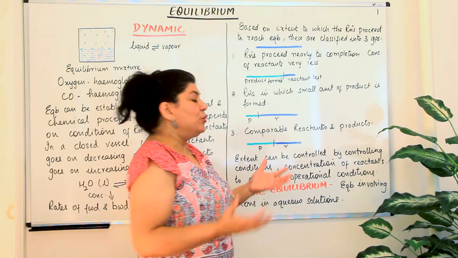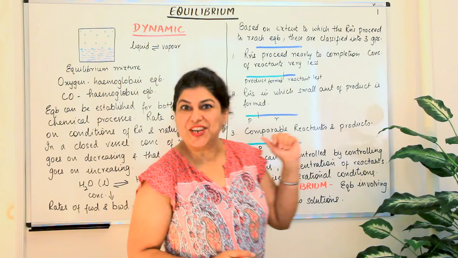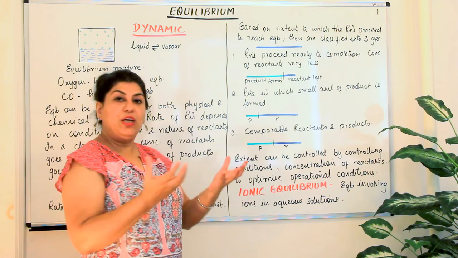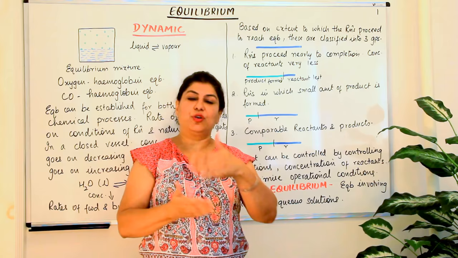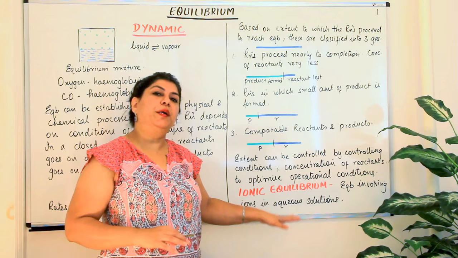So you can optimize the conditions of a reaction, and that is the reason why our knowledge of chemical equilibrium is important. And that is why we are going to be studying this chapter. Now, when you have an equilibrium in aqueous solution, that is water in which salts have been dissolved, the salts have ions in them. So such equilibria will be established in the aqueous form. Such equilibria are known as ionic equilibrium. This is what we are going to be studying in the chapter.